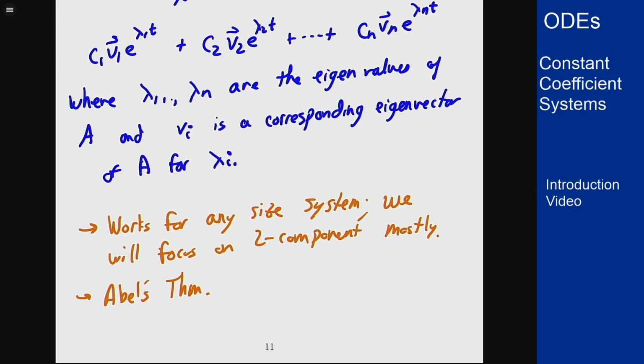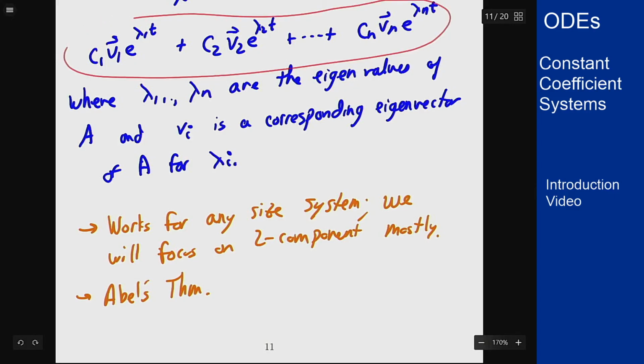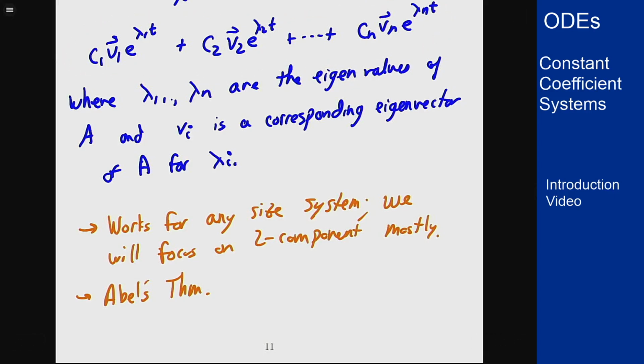If our matrix has real and distinct eigenvalues, it means we can A, find the eigenvalues, B, find the eigenvectors, and then write the general solution of this form. It's always going to work like this if I have real and distinct eigenvalues. As we go forward, we'll see a lot of examples of how this works, but the basis is always: find the eigenvalues, find the eigenvectors, put them into this form, and that gives you a general solution. You can then do whatever you want with it from there.